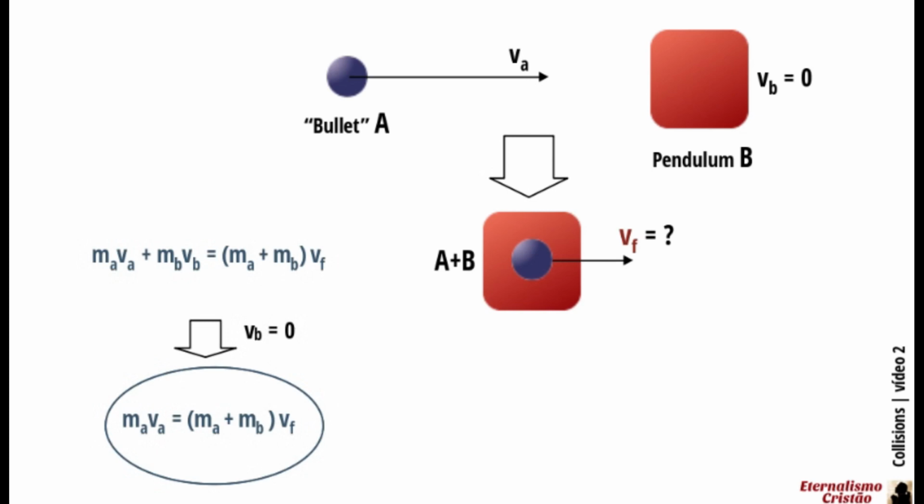As the velocity of body B, the pendulum, is null before collision, it's easy to relate the velocity of body A, the bullet, before collision, with the velocity of the pendulum with the embedded bullet, after collision.